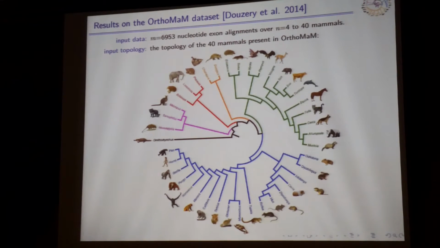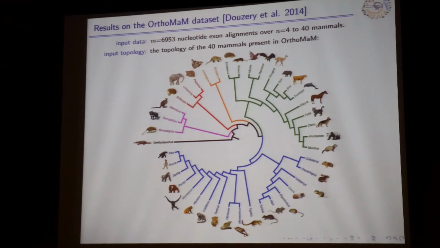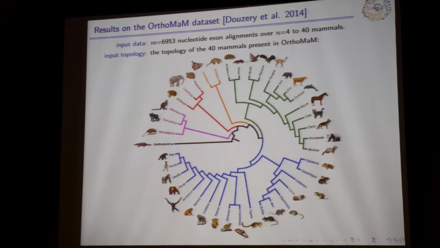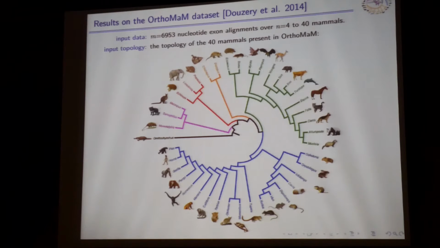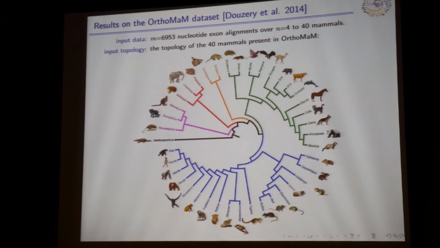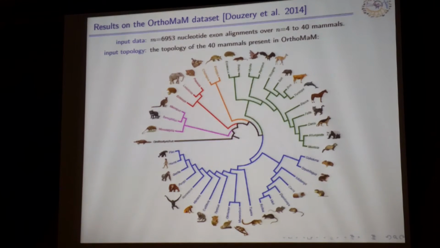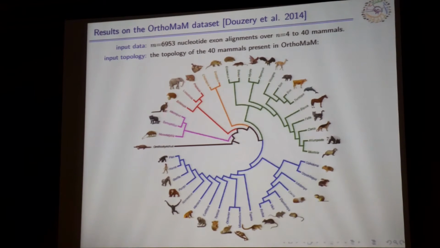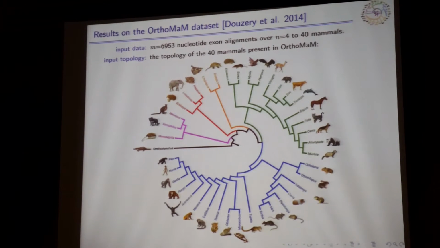The OrthoMam database is composed of orthologous genes of mammals. For this data set, in input we have 7,000 genes, and the input topology is the topology of the 40 mammals present in the database.